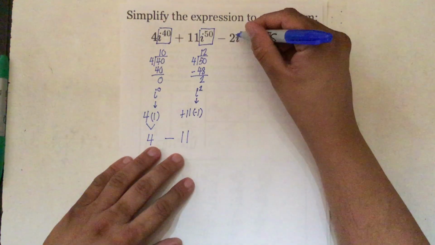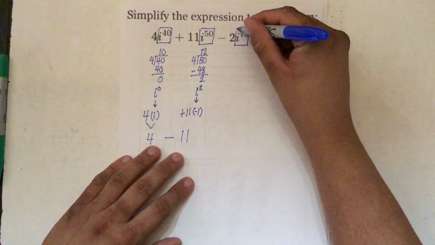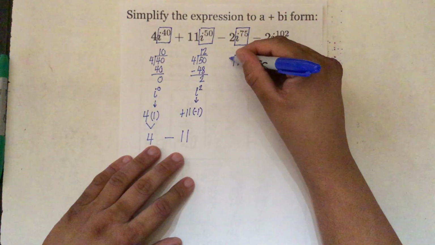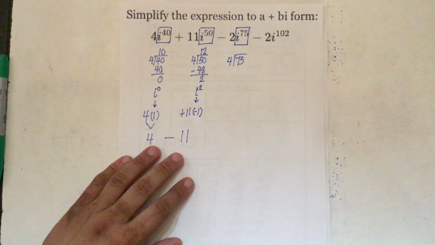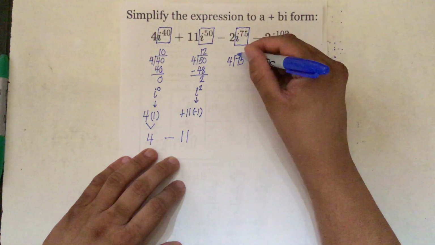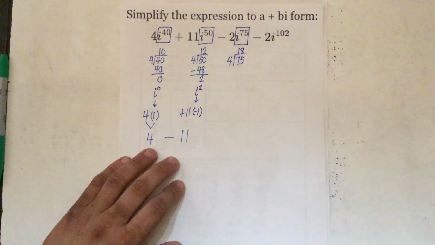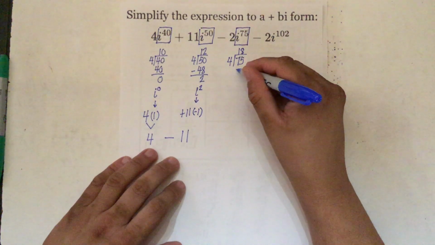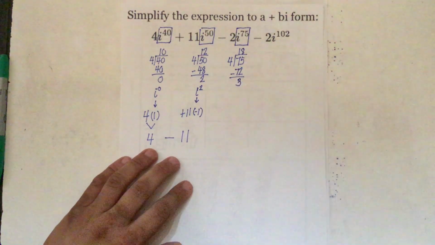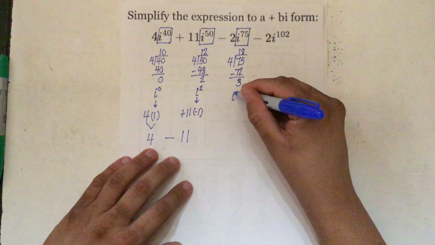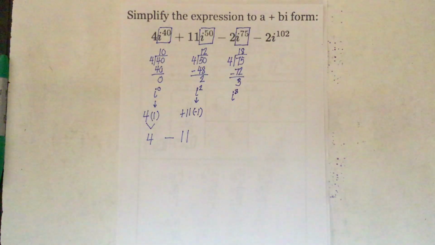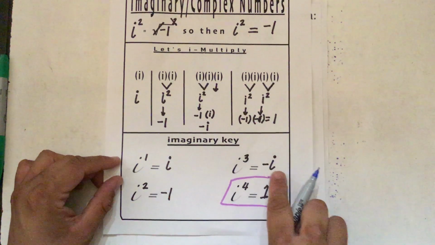Take it slowly. So let's do i to the 75th now. So I take 75 and I divide it by 4. How many times does 4 go into 75? So you guys check your calculator and you're going to get 18 point something, right? 18 point whatever. But the 18 is what's important. 4 times 18 is 72. 75 minus 72 is 3. So 3 is my new i exponent. i to the power of 3. Well, how much is i to the power of 3? i to the power of 3 is negative i.